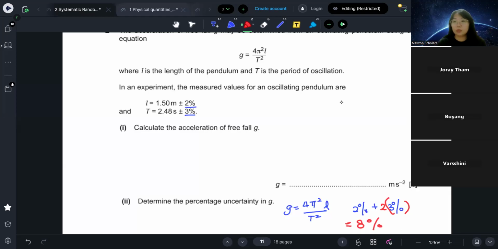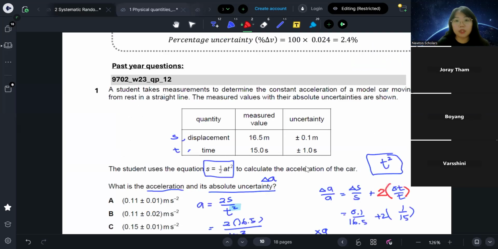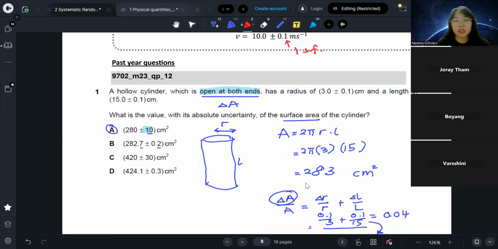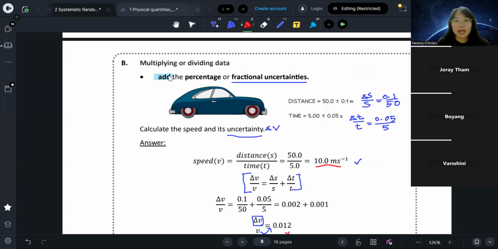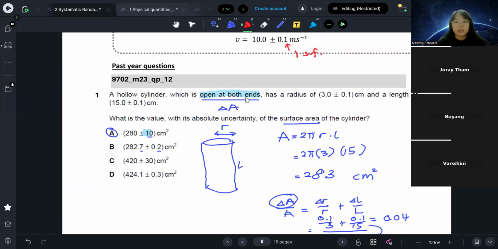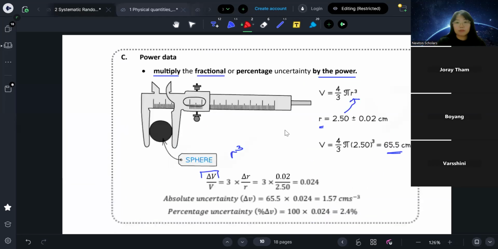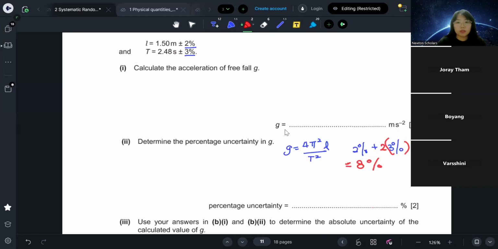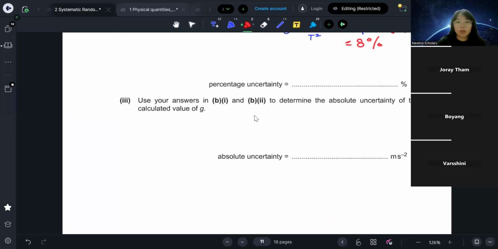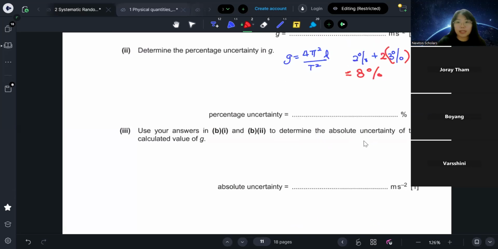Okay, this one I guide you because it starts from percent. Let me scroll up my notes here. Can you see that? Add the percentage of uncertainty or add the fraction. If they already give you the percentage of uncertainty, then we just add up. No need to find the fraction anymore. Okay, so next. Use your answer in B1 and B2. Determine the absolute uncertainty. Oh, now they want you to find your delta G.